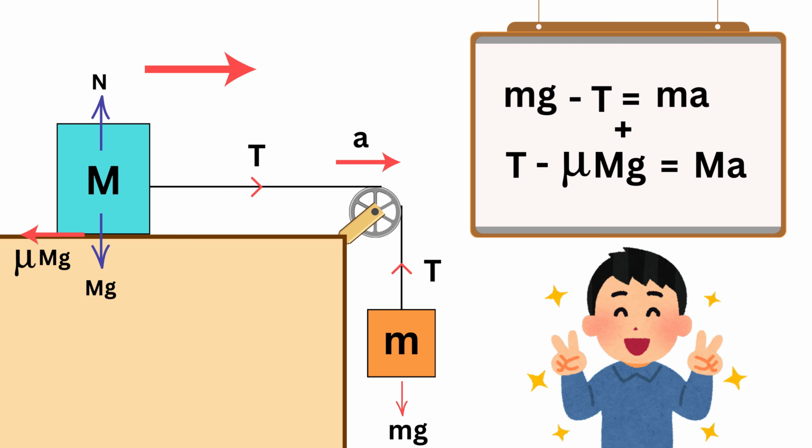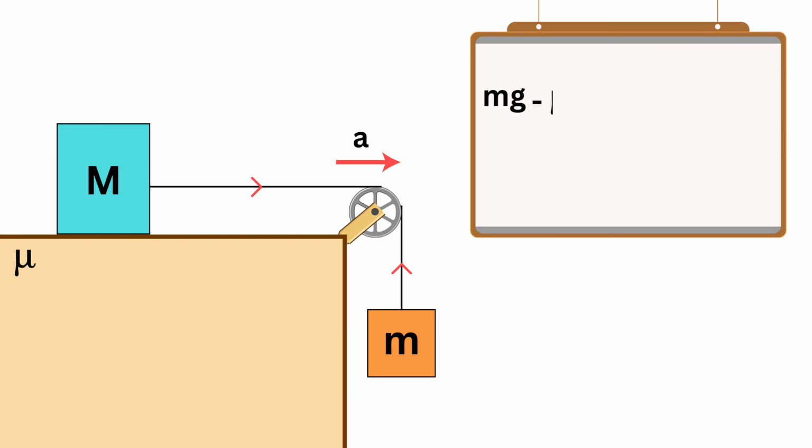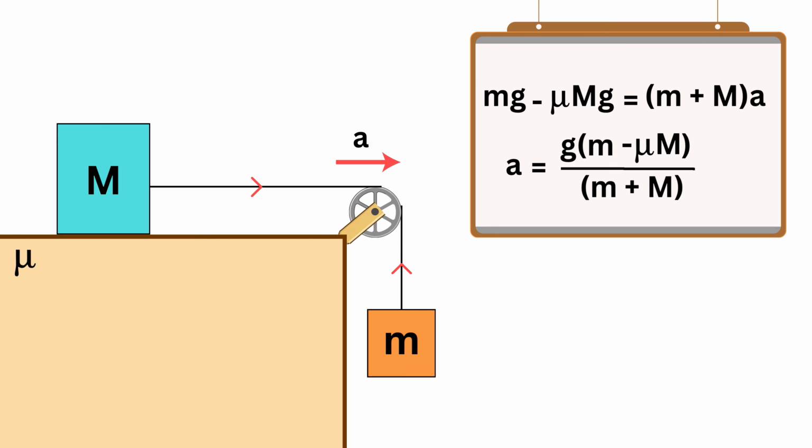Here's the trick. If we add these two equations together, the tension T cancels out completely. This leaves us with small m times g minus mu times big M times g equals the total mass, small m plus big M, times a. If we solve for the acceleration a, we find that it equals g times the quantity small m minus mu times big M, all divided by the total mass.